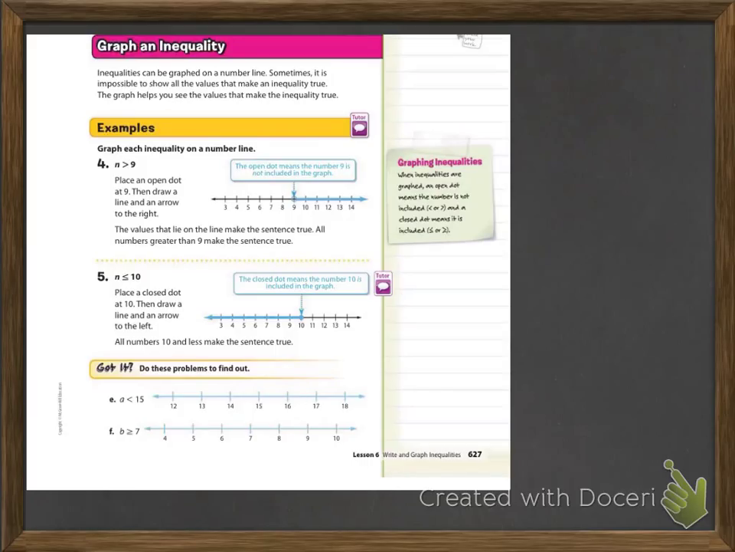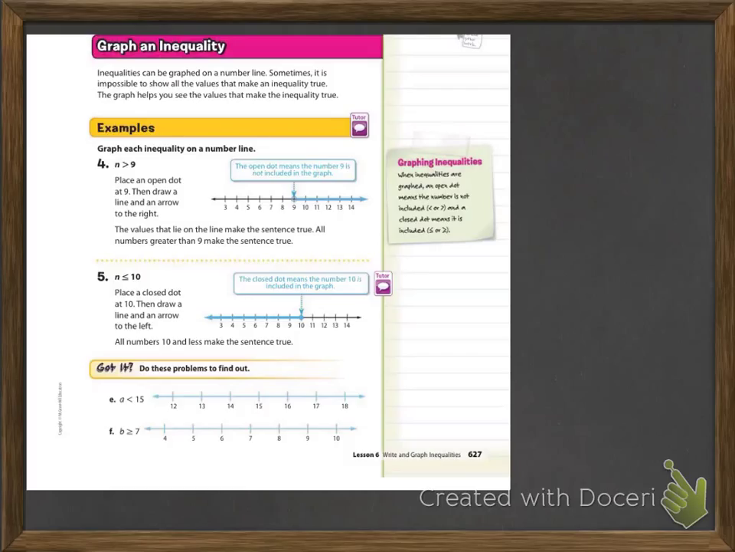The next thing we're going to be doing is graphing an inequality. Inequalities can be graphed on a number line. Sometimes it's impossible to show all the values that make an inequality true, because think about this, a number line will go on forever and ever in each direction. So what we end up doing is some shading and using certain circles on our graph. Now before we get started with examples 4 and 5, it's important for us to understand what we're going to use on our number lines.